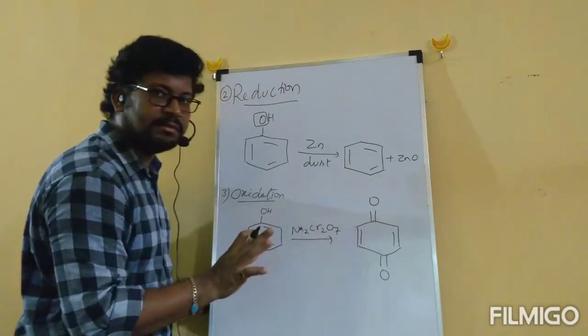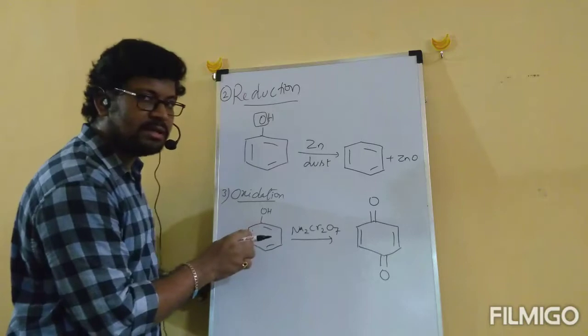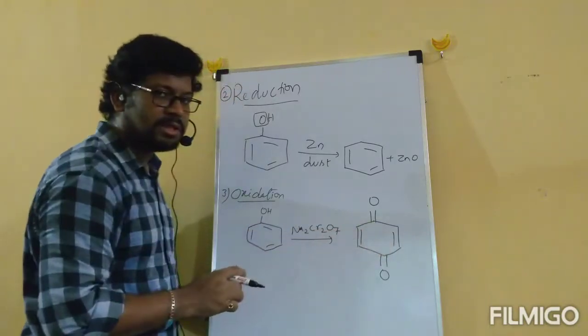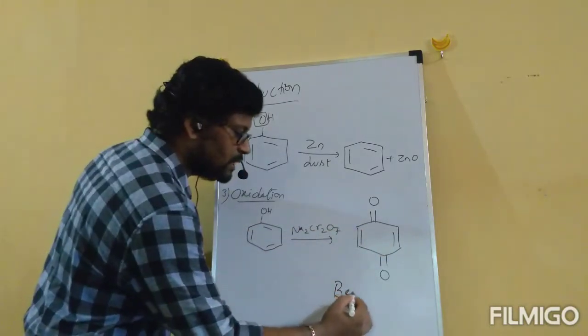The benzene ring will be collapsed. Three double bonds are there, but here only two double bonds are there. This is called benzoquinone.